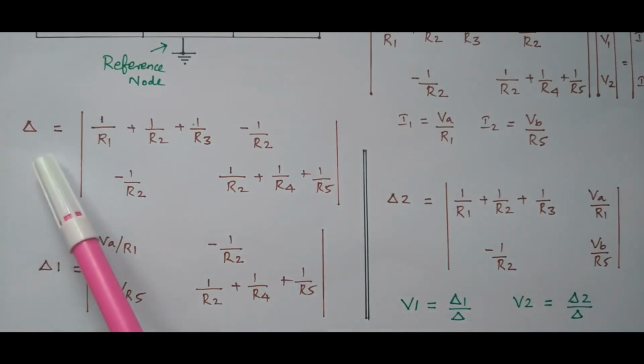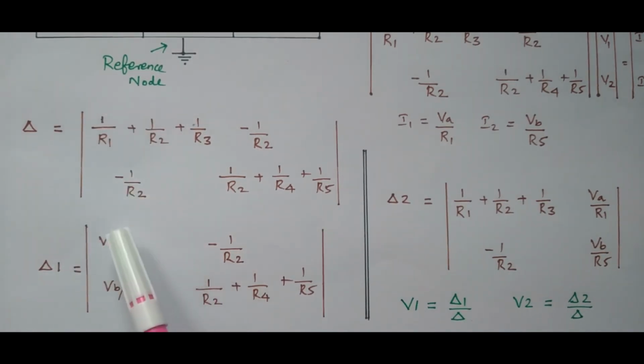So delta is nothing but the resistance matrix. Delta 1 is nothing but the resistance matrix with the first column replaced by the current matrix. Delta 2 is nothing but the second column replaced by the current matrix. Now we can find the determinant values of delta, delta 1 and delta 2. From that we can find V1 and V2. The formula is available: V1 is delta 1 by delta, V2 is delta 2 by delta. So by using this formula we can find V1 and V2.